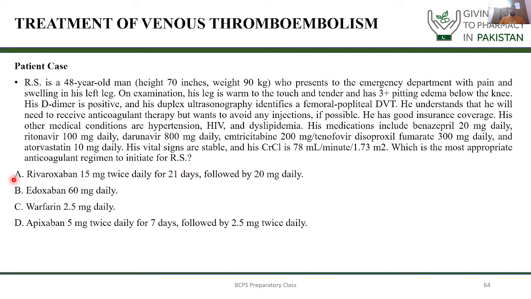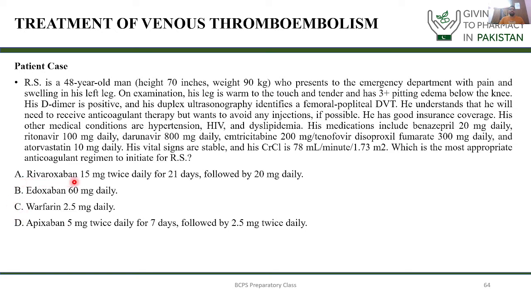So they gave these 4 options. If you see option B, edoxaban, we know that edoxaban is used in switching therapy. In switching therapy, we start with the injectable anticoagulation and then after 5 days we discontinue the injectables and start with the edoxaban. But here they start directly with the edoxaban, so this option is not correct. Similarly, warfarin is used with bridging therapy. Here they give the option of starting the warfarin initially without bridging therapy. So this option is also not correct.